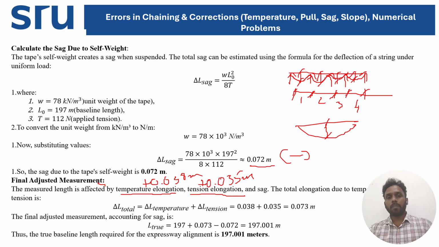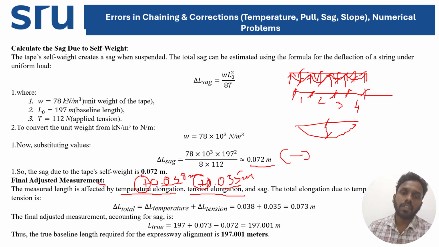Why is this positive? Because the temperature on your site is greater than your standardized temperature. And similarly, the tension you are pulling with on your site is more than the standardized tension. So both your answers will be positive. You don't need to change any sign. If it is less, you'll automatically get an answer in negative. But here you are getting a positive, which indicates it is a positive correction. And finally, the correction for sag is negative because as per your standard, this sag will always be a negative correction.